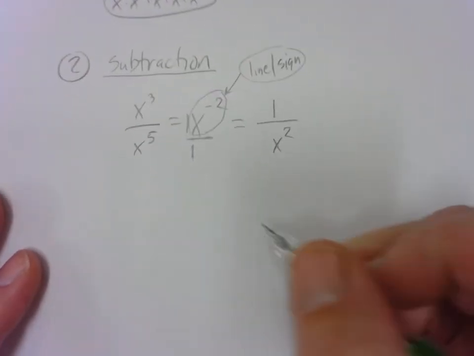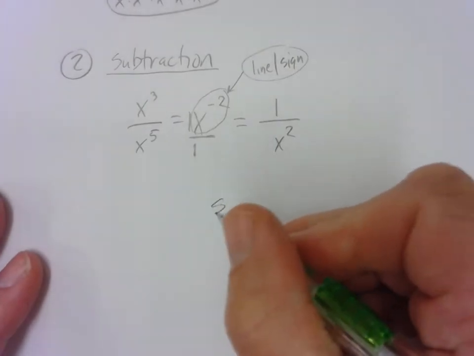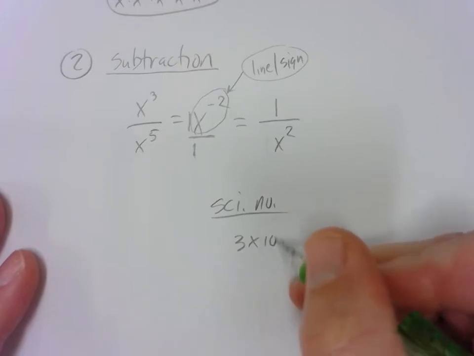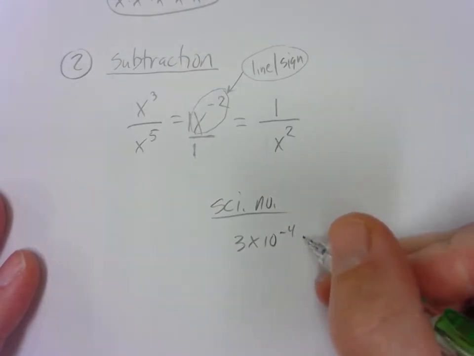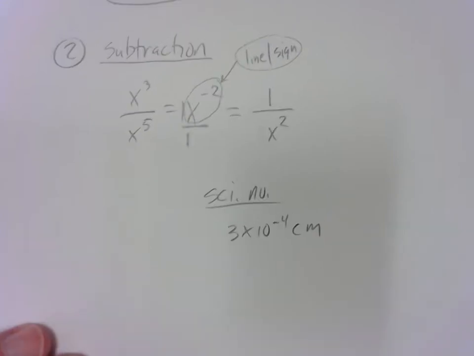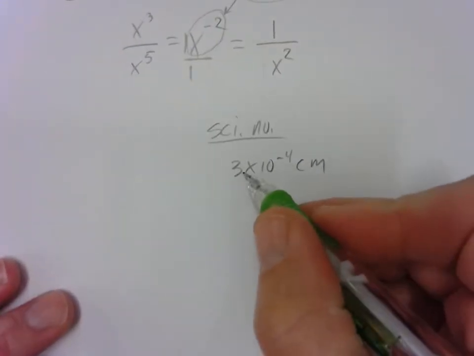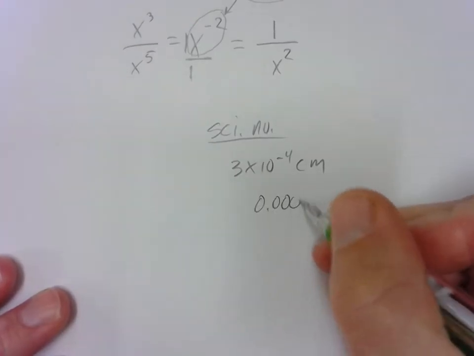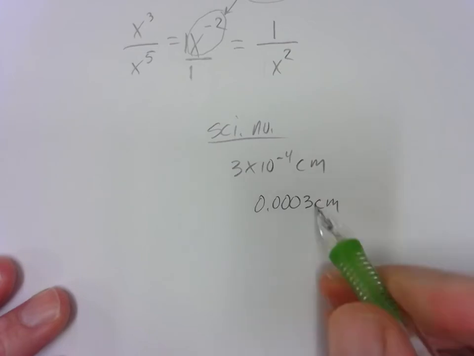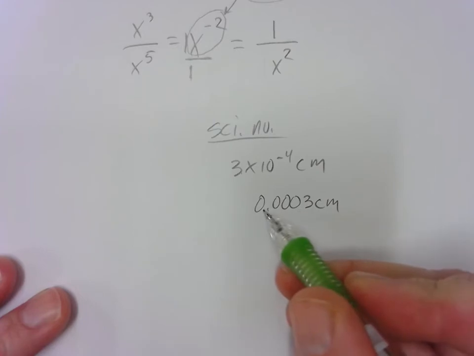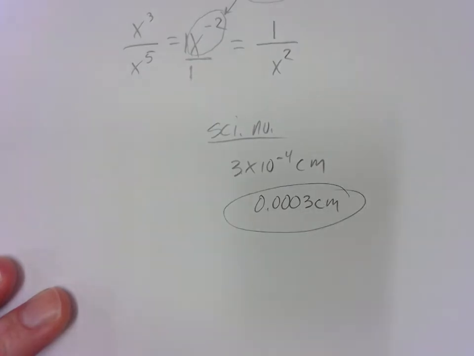I would like to say something about this in regards to scientific notation. If you have 3 times 10 to the negative 4th centimeters, and you ask yourself, is that a big length or a small length? Actually, it's a small length, because if you remember, you grab the decimal point and move it over 4 spaces. So it's 0.0003 centimeters. The decimal point was here at the end, and you move it over 4 spaces. So that's a pretty small measurement.